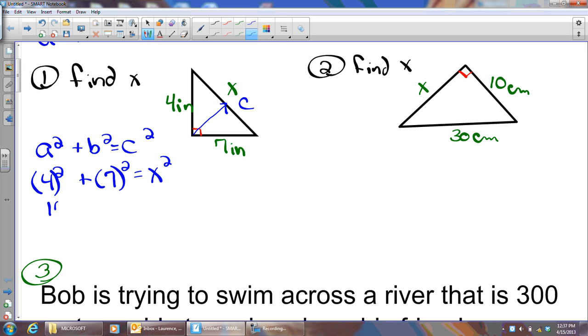And then I'm going to get 16 plus 49 equals x squared. And 16 and 50 would be 66, so that's going to be 65, and that'll be x squared. Now, I'm not going to use a calculator on this. I know you all know how to do that, but I'm going to go ahead and guesstimate it. I'm going to guesstimate the square root of 65. To undo the square, I need to take the square root, right? So the square root of 65, and then over here, I'm going to put the square root of 81.